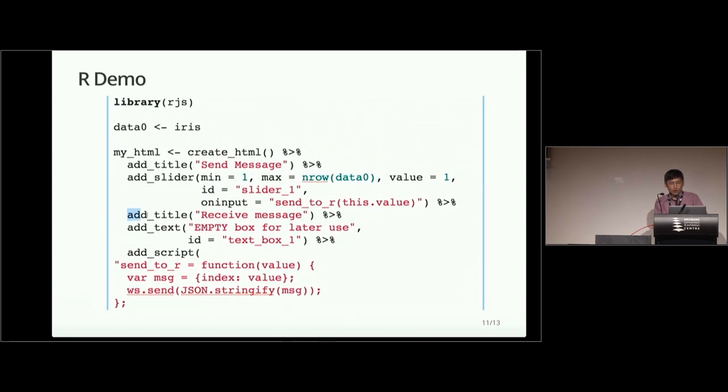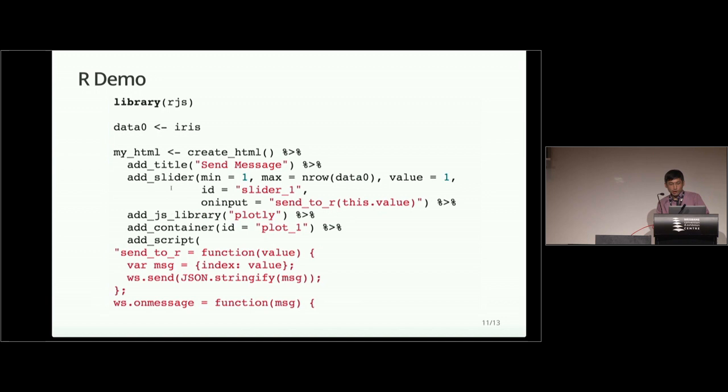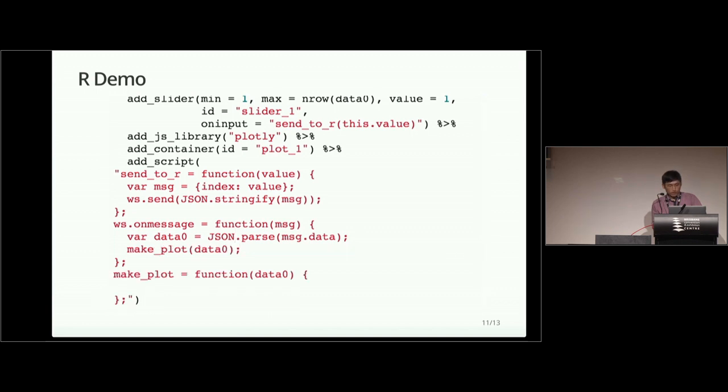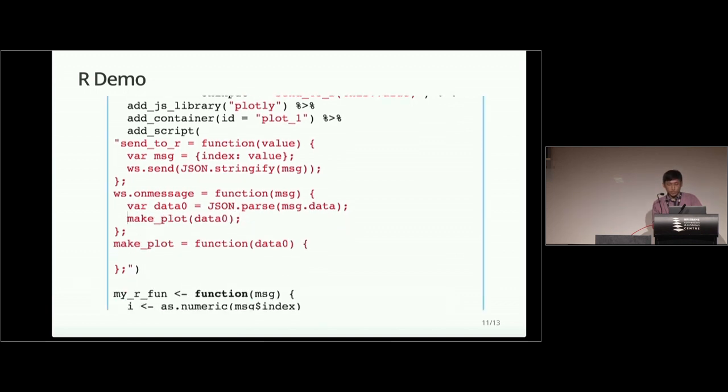Now I don't want to have this text box, I just want the plot functions. So I add a JS library, the plotly.js library, and then I add a container with ID plot1, where I'm going to put that plotly plot. I also need to change the JavaScript correspondingly. This line is the line that changed the text. Now I'm going to replace it by a makePlot function. So instead of changing the text box, now I just call a makePlot function.